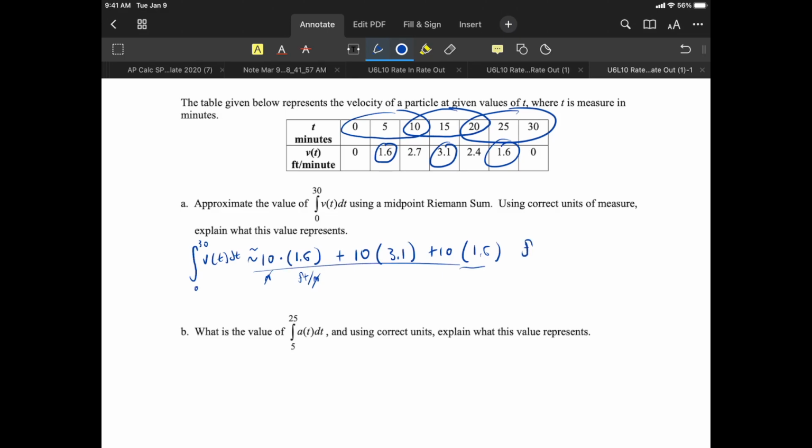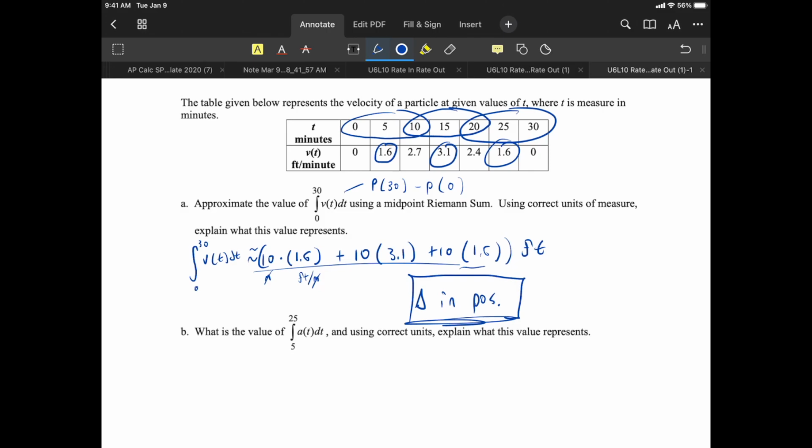You can just write this and then say all of that feet. It is the change in position. And how do I know it's the change in position? Well, if I think about the fundamental theorem of calculus, it's position at 30 minus position at 0. We approximate that using a Riemann sum.